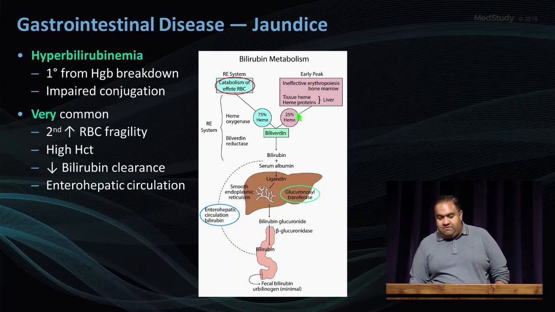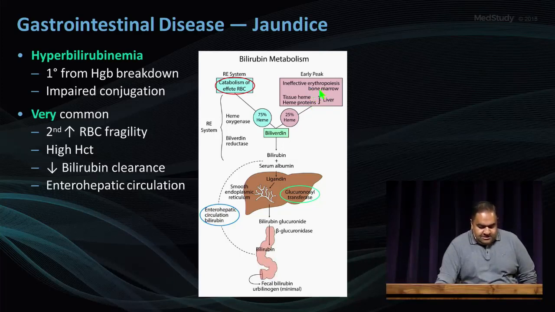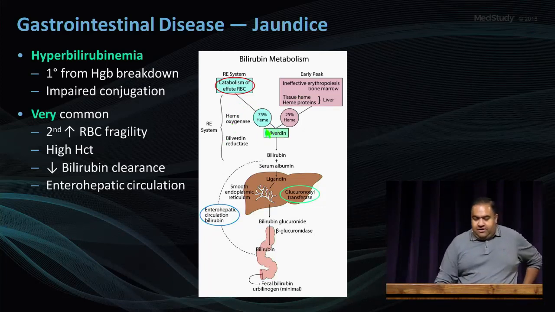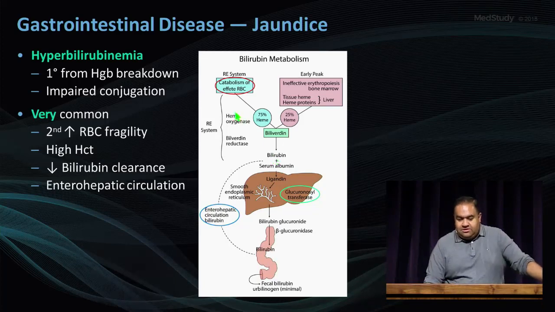The heme, the 100%, is broken down: 3/4 from the breakdown of red blood cells, and about 1/4 from the ineffective erythropoiesis from the bone marrow. That heme and globin come together, and through heme oxygenase it makes biliverdin. Then biliverdin goes through biliverdin reductase at this level and becomes bilirubin. So you have heme oxygenase to make biliverdin, and then biliverdin reductase to get bilirubin.